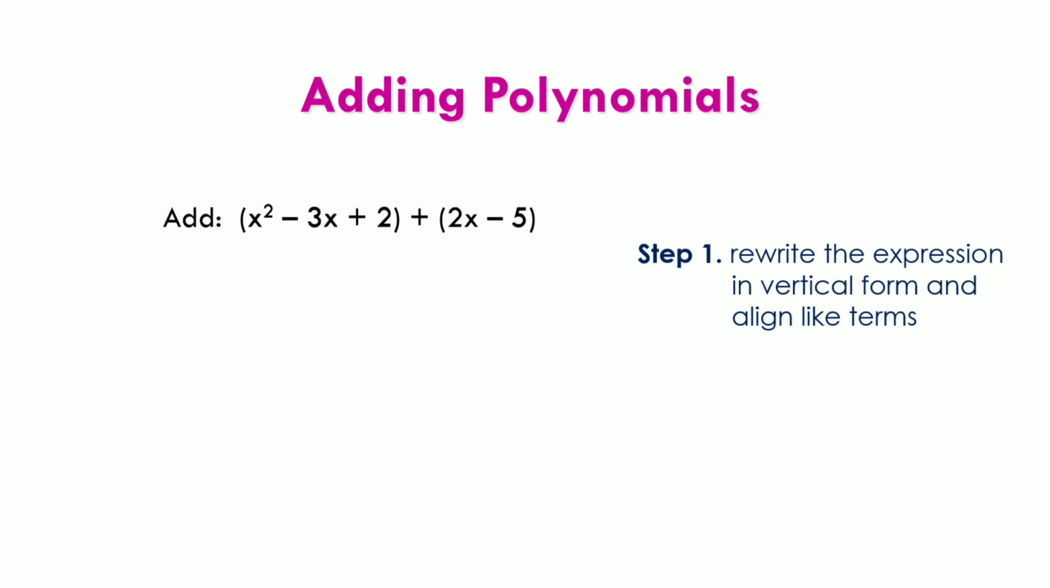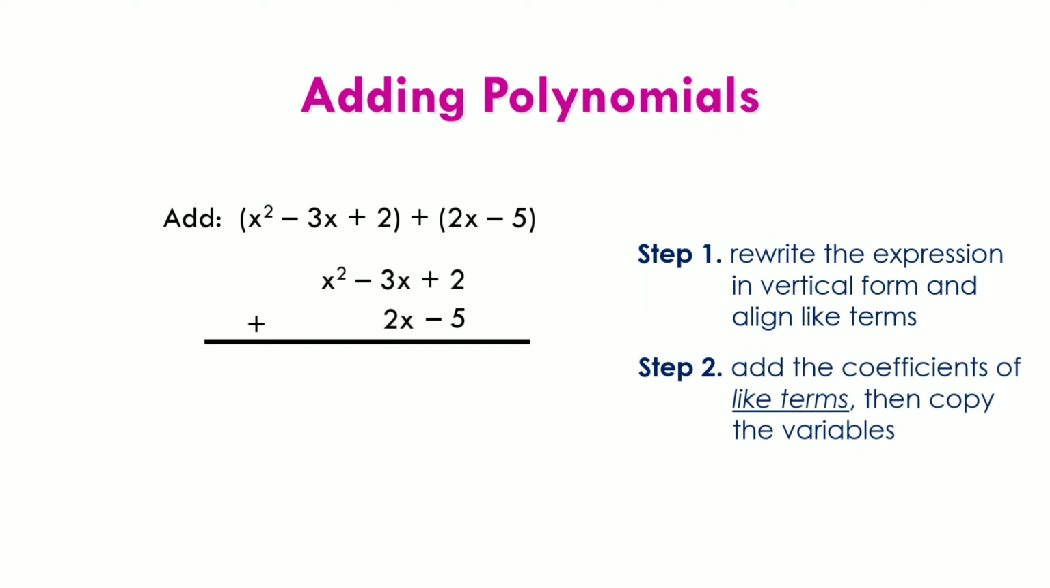Now let's try adding other polynomials. Here we have to add the polynomials x squared minus 3x plus 2 to 2x minus 5. To make it easier, let's rewrite the polynomials in vertical form. Remember that in changing the expression to vertical form, like terms must be aligned. In this example, they are already aligned, so let's leave it that way.